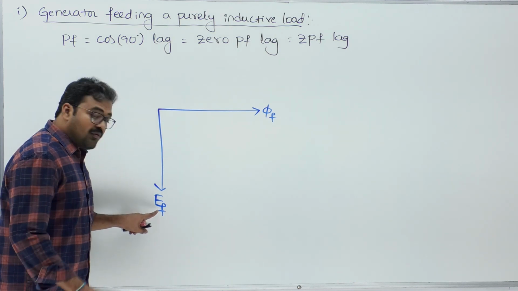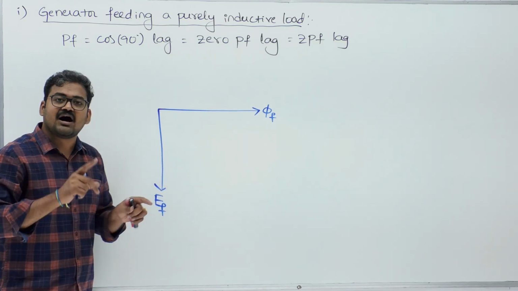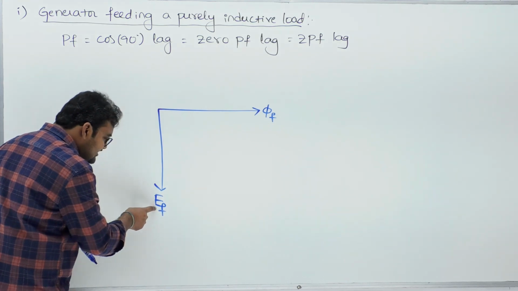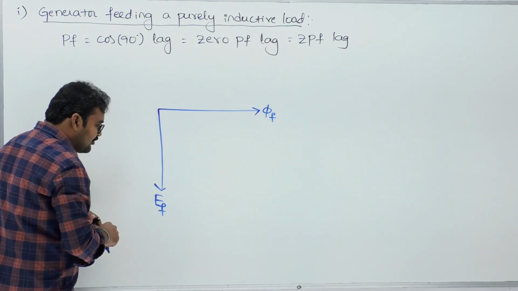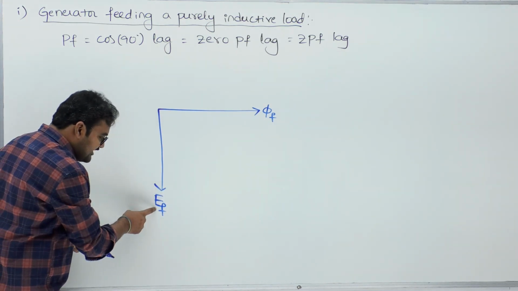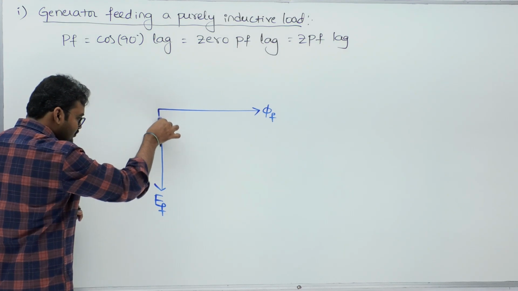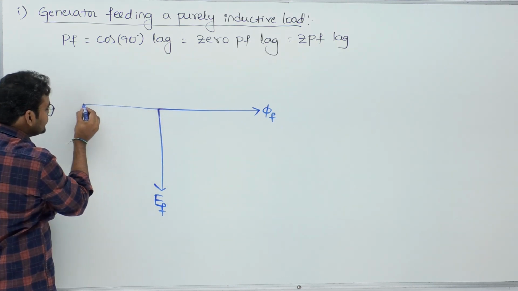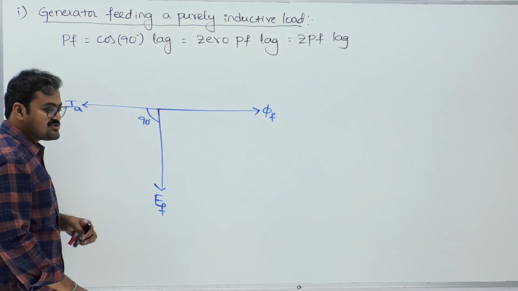Now the moment the load is connected, this EMF in armature winding will generate a current called armature current. And as the load is purely inductive, that armature current will lag this voltage by 90 degrees, because this is the voltage which is generating armature current. Always remember, lagging means just move in clockwise direction by 90 degrees. So this is the voltage phasor, therefore armature current will lag this voltage by exactly 90 degrees. This is the direction of armature current, 90 degrees lagging.